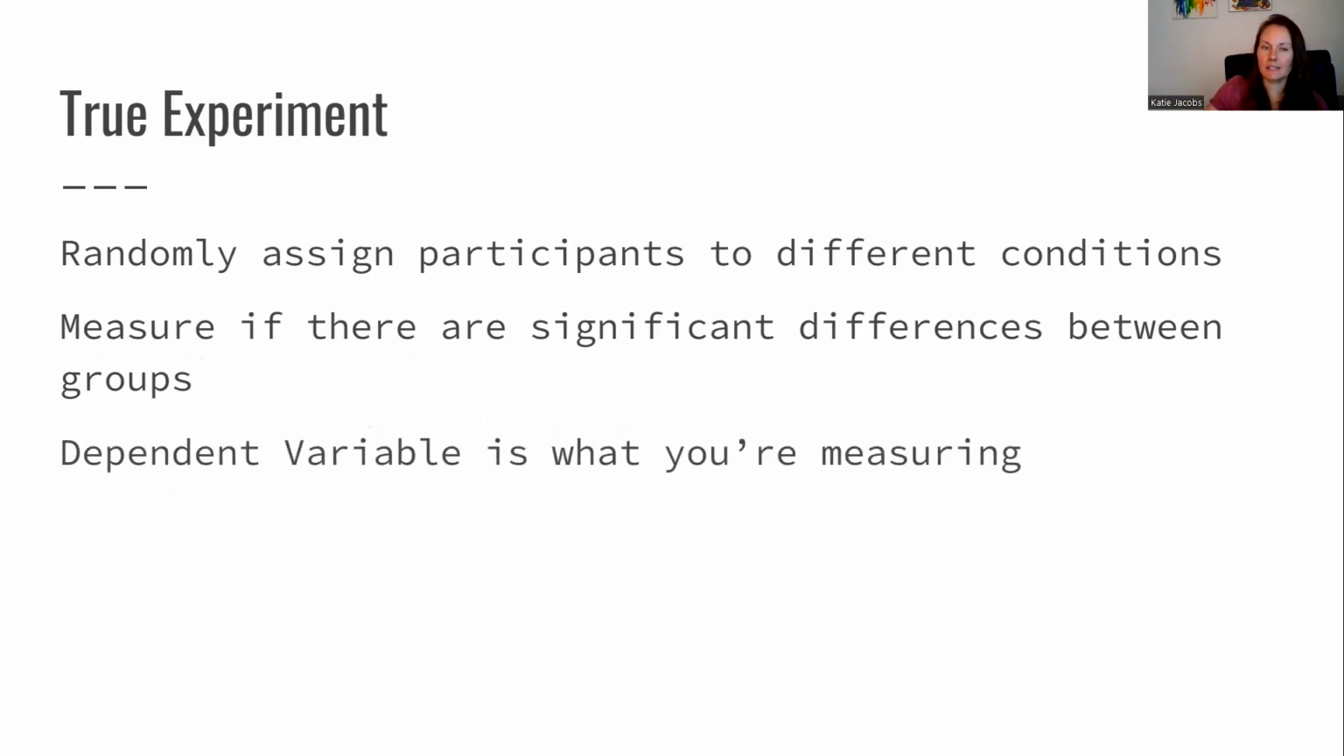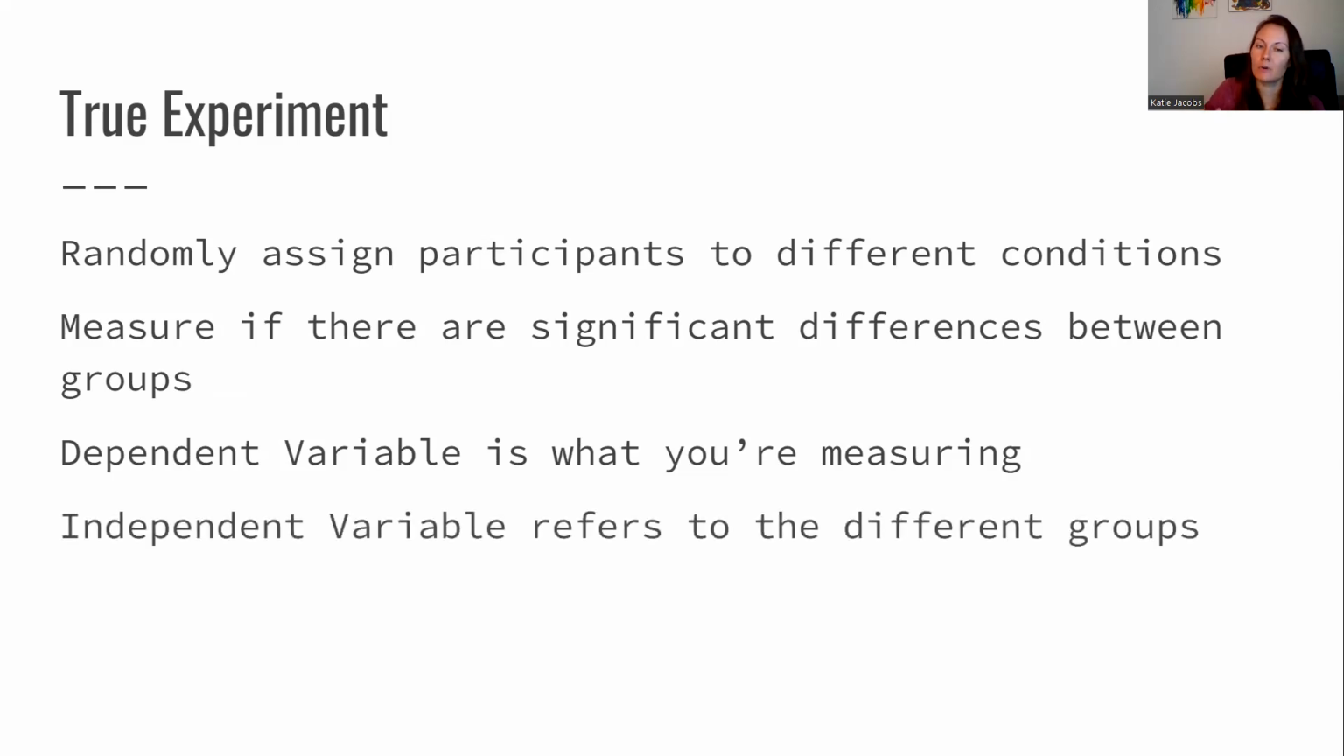So in these type of studies, the dependent variable is what you're measuring. So if you're doing a study to see, do street tacos cause people to be happier? The dependent variable would be happiness. And then the independent variable would be the different groups or conditions. So in that case, whether or not they're in the condition that gets to eat street tacos or in the condition that doesn't get to eat street tacos.